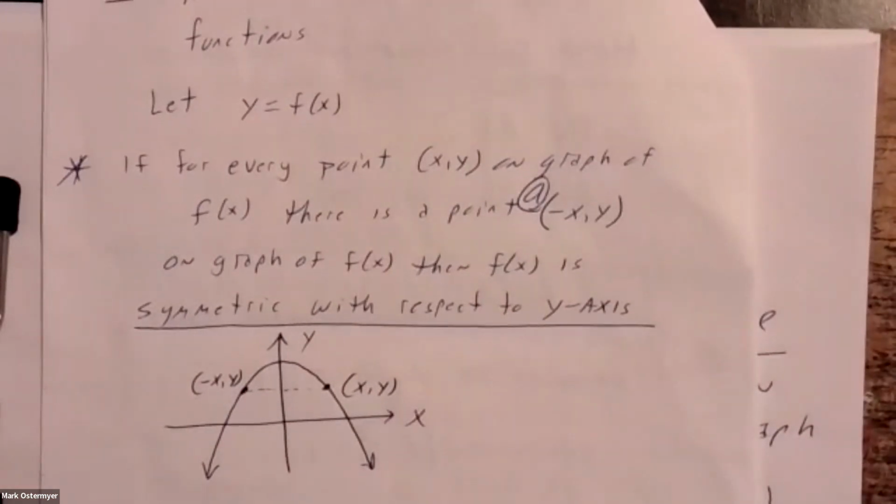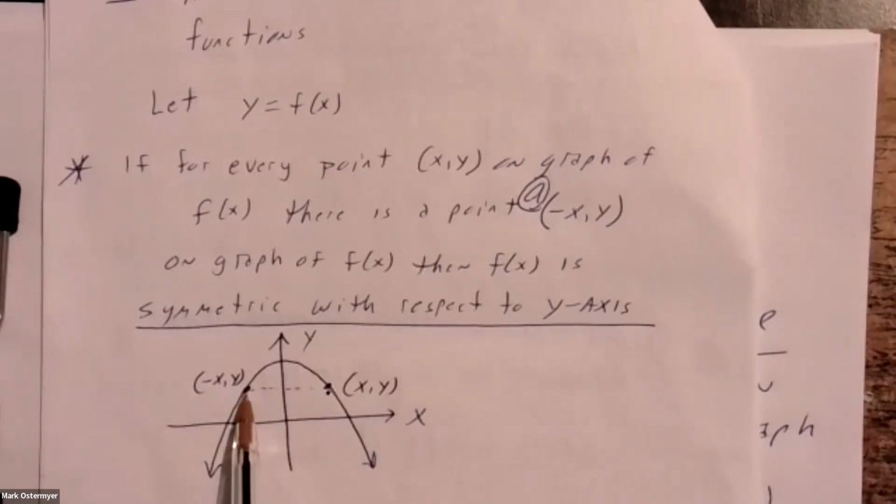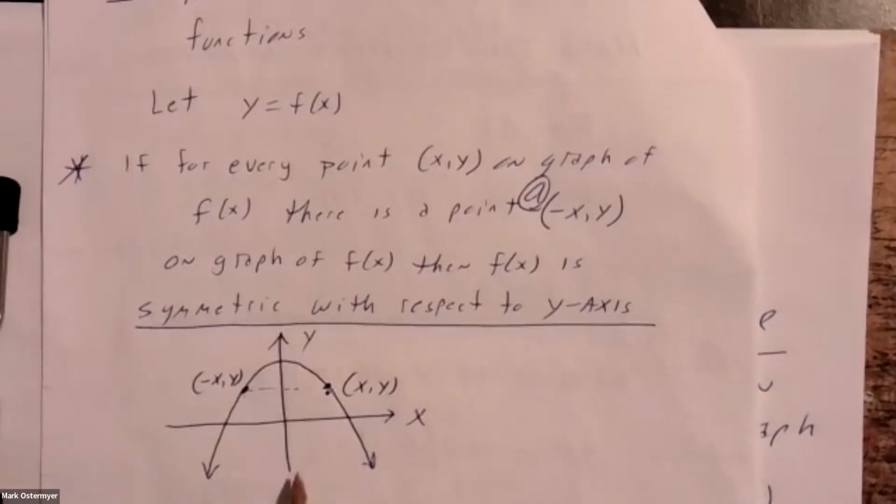Okay? Let's get a visual on what that's trying to say. Suppose I have the graph of some function y equals f of x. Here's the graph. It happens to be a parabola that opens downwards. Suppose I choose some arbitrary point x, y on the graph. Suppose for every point x, y on the graph, there exists a point -x comma y also on the graph. If that's the case, then we say the graph of this function is symmetric with respect to the y-axis. We say the y-axis is an axis of symmetry for this graph.